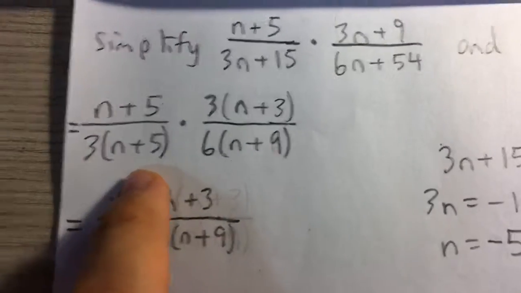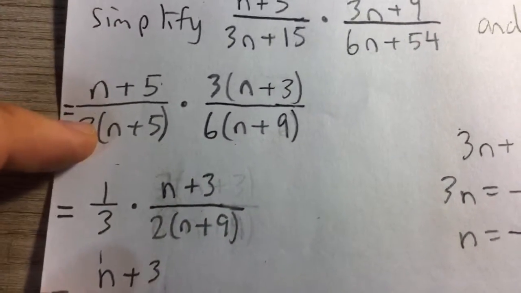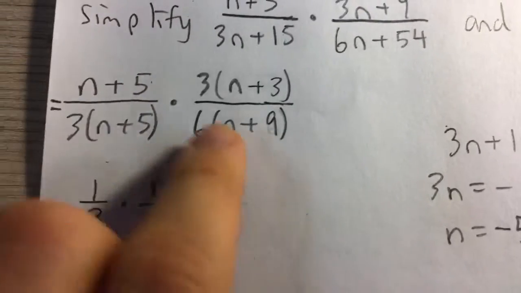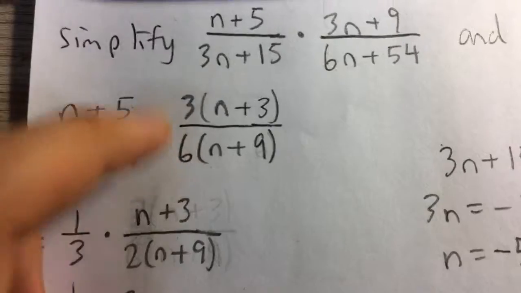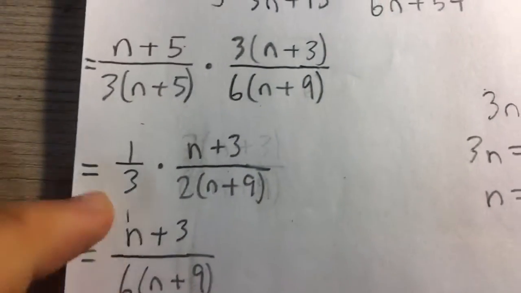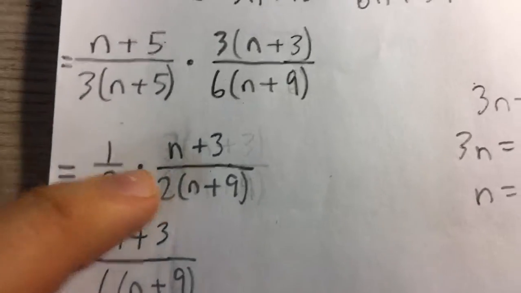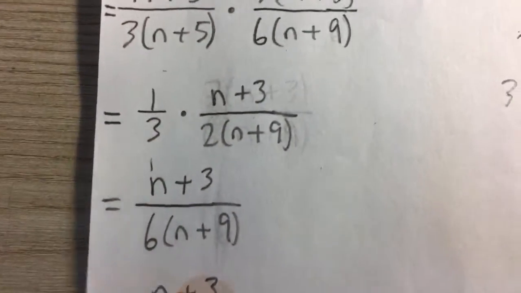So now you can see we have things we can cancel and simplify. We have n plus 5 over n plus 5. Those cancel out. We have 3 over 6 here, which we can cancel out to be 1 over 2. Cancel out a common factor of 3. So what we're left with is 1 over 3 times n plus 3 over 2 times n plus 9.